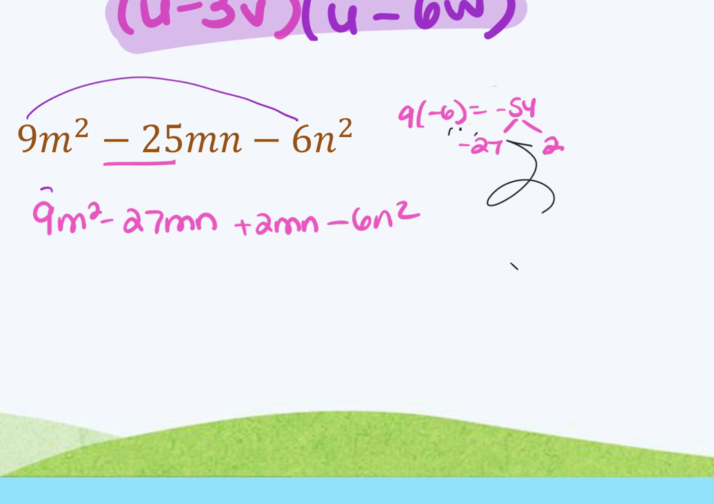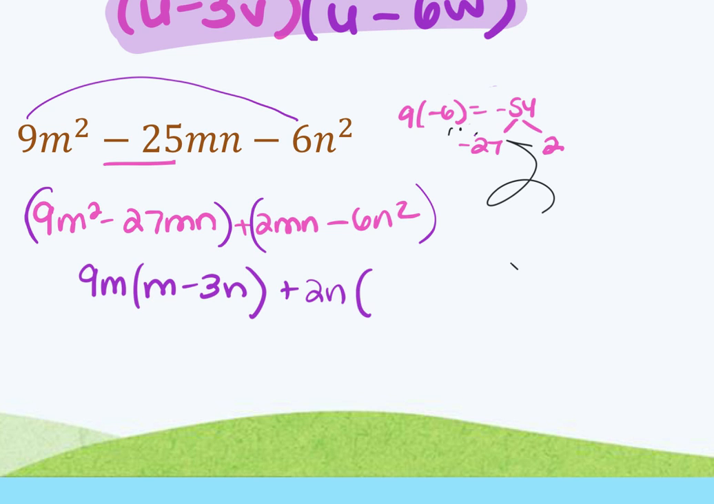And then factor by grouping. So from the first set, you can take out a 9m, and you'd get m minus 3n. From the second set, you can take out a 2n, and you get m minus 3n. And then it's m minus 3n times 9m plus 2n.